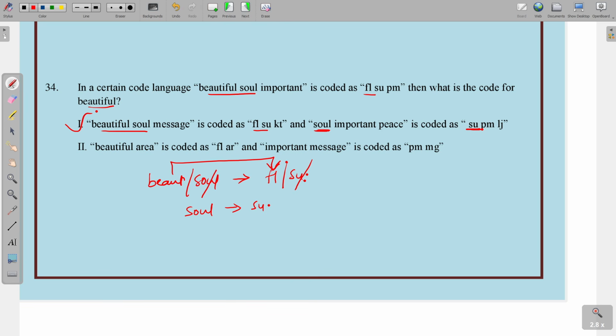Statement 1 నుండి మనకు ఎగ్జాక్ట్ ఆన్సర్ వస్తుంది. కమింగ్ టు ద సెకండ్ వన్ చూడండి ఒకసారి, బ్యూటిఫుల్ ఏరియా, దట్ ఈస్ FLAR. సో in certain code language, beautiful soul important is coded as this one. Here only beautiful word is coded like FL and AR. So FL and FL. What is the code for beautiful? That is FL. Alone 2. So second statement kuda we are getting answer. Kabatti either 1 or 2 is the answer. Option 3.